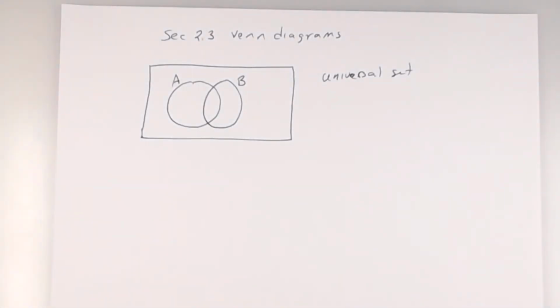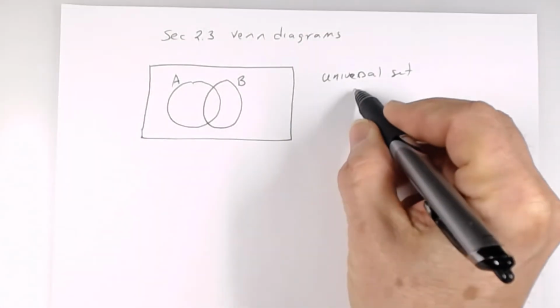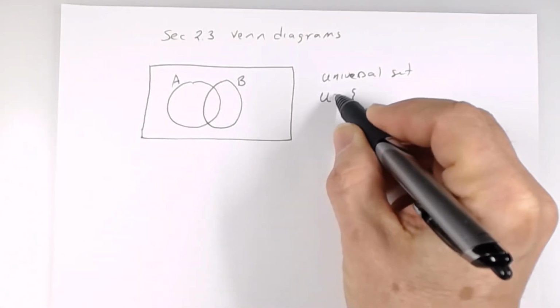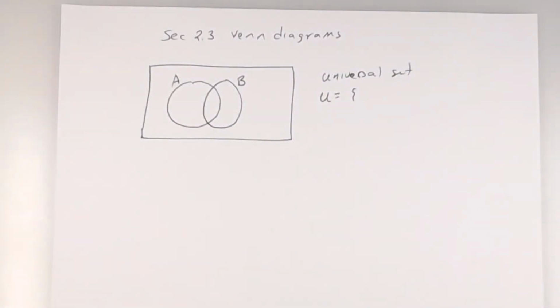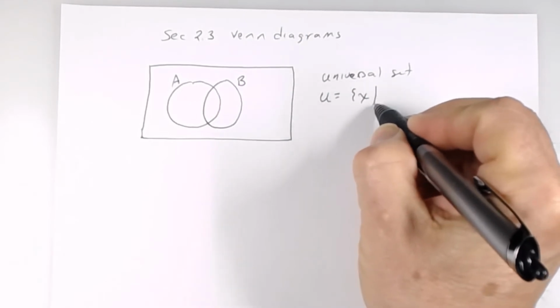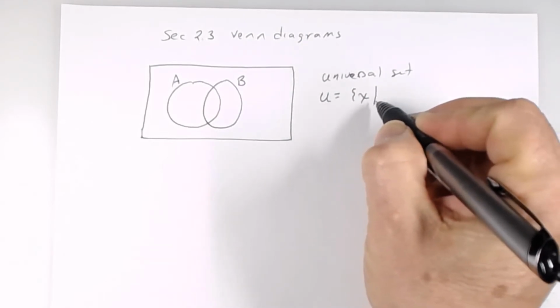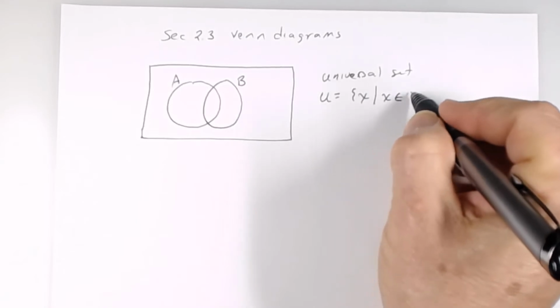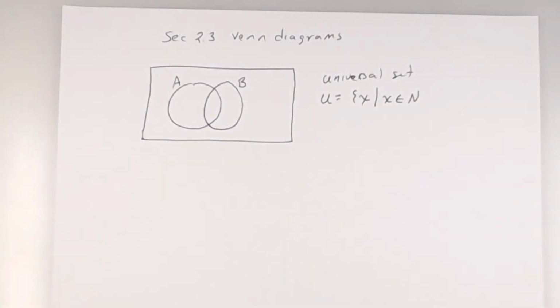Let's suppose the universal set is this. And I'm going to denote it with the letter U, U for universal set. The set of x's such that, remember the symbol, the set of x's such that x is a natural number. And what are your natural numbers? What's the smallest? 1. 1, 2, 3, 4, and so on. How many are there? An infinite number.